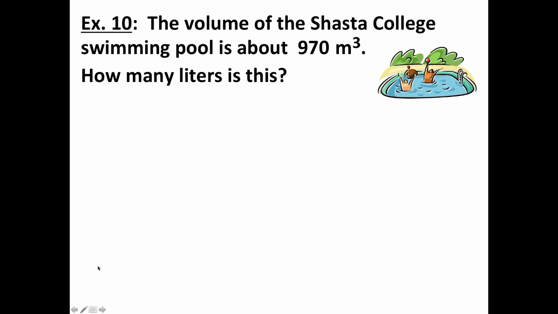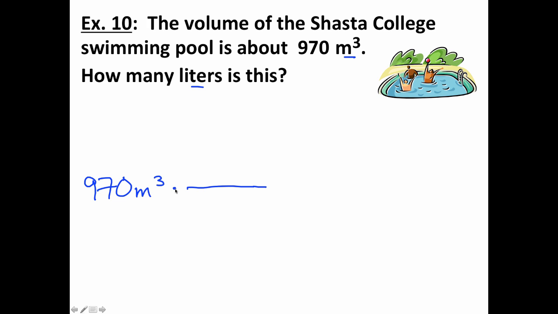Okay, one last problem on this screencast. Example 10. The volume of the Shasta College swimming pool is about 970 cubic meters. How many liters is this? Well, once again, what we will do is start with the 970 cubic meters. That's the known quantity. We're going to want a conversion factor, possibly more than one, and we want to ultimately get to an answer in liters, starting with cubic meters.